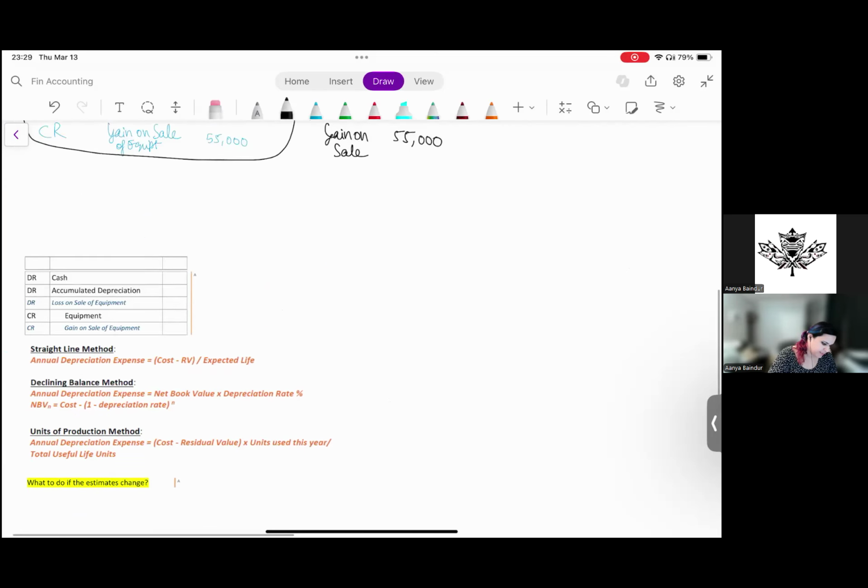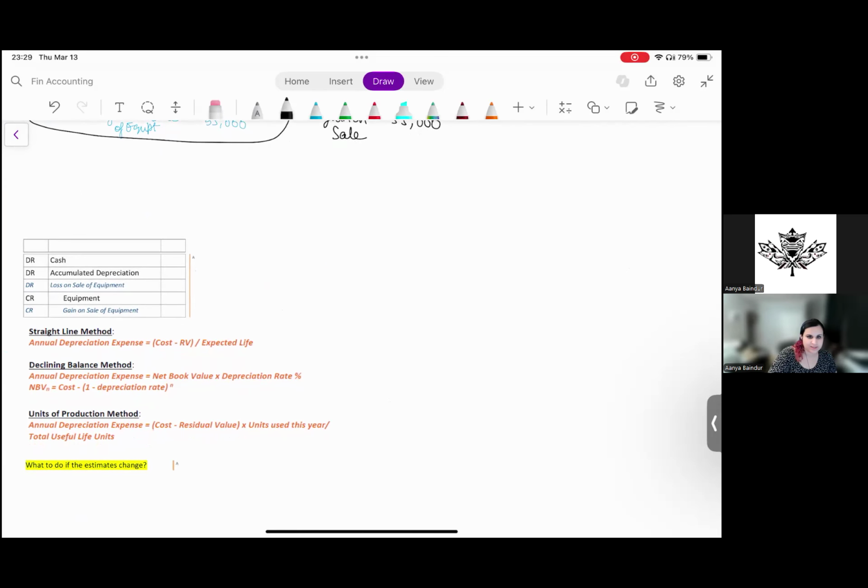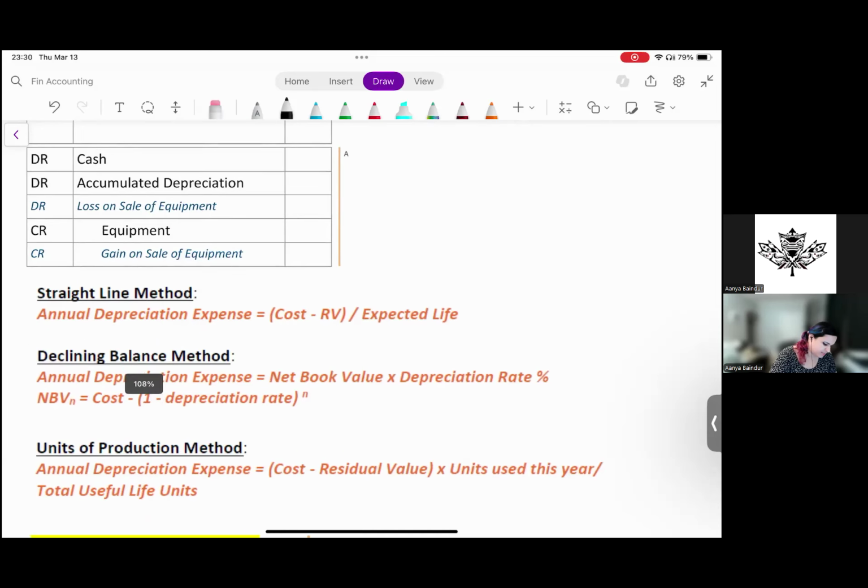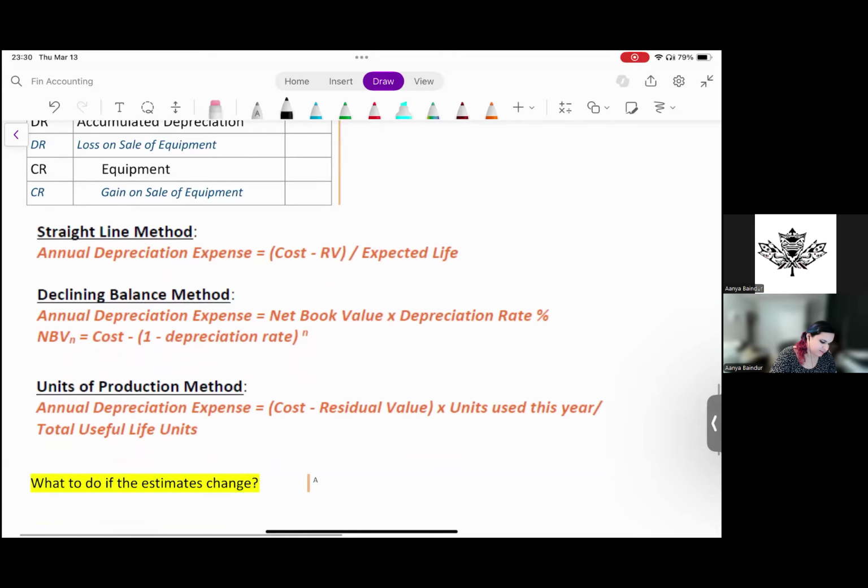Now that we know how to do that, let's see the different depreciation methods. The first one is the straight line method. This is the one we've been dealing with the most in class, so I'm sure everyone's comfortable with that.